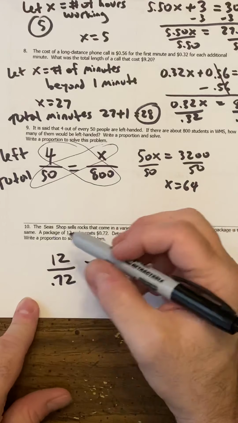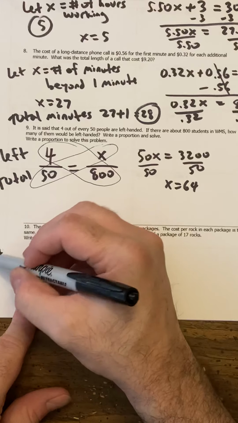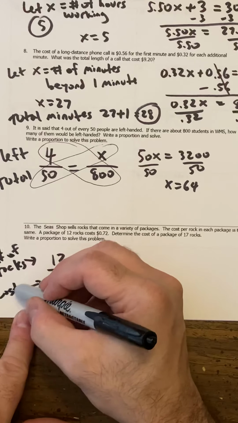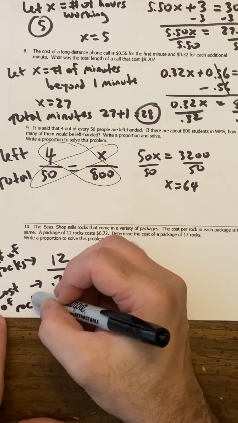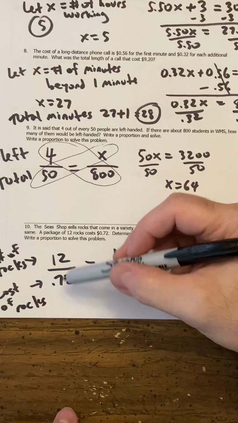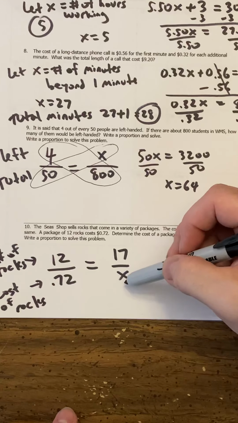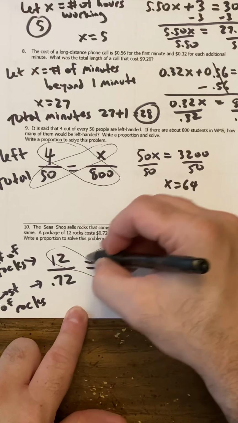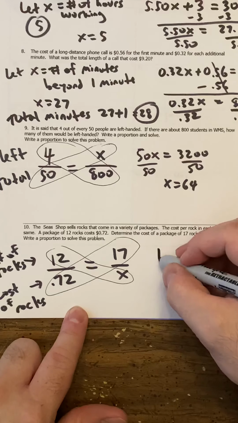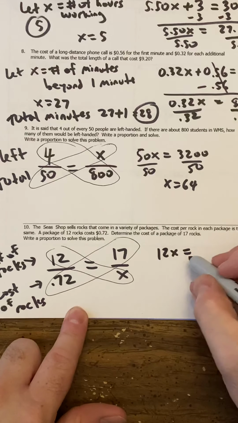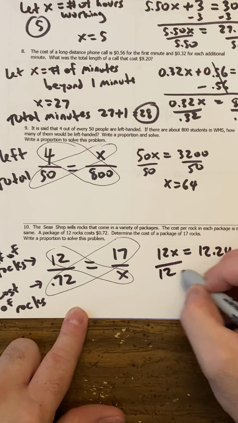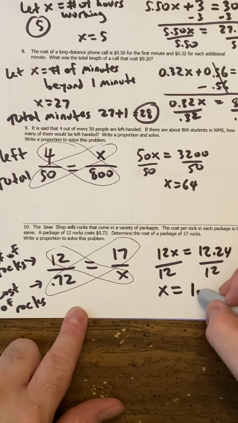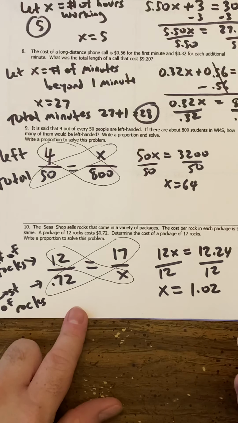This is the proportion. Remember, on the top, we have number of rocks, and the bottom, we have the cost of that number of rocks. Total number of rocks, cost. They're going to be related to each other in that fashion. Now we could just cross multiply this. So we're going to get 12x equals 17 times 72 is 1224. Divide both sides by 12, and we get that the package costs $1.02 or 102 cents. Okay?